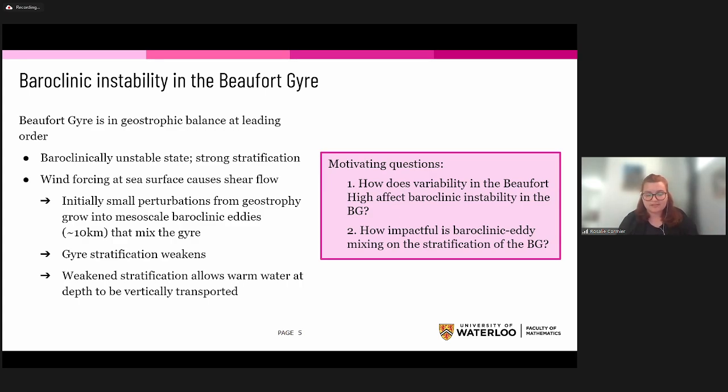So when the gyre is in a state of weakened stratification, this is more amenable to vertical transport. And so we do see more vertical mixing and some warm water at depth being transported upwards. So some of the questions that are motivating my research are: how does variability in the Beaufort High wind system affect baroclinic instability in the Beaufort Gyre? And how impactful is the mixing by the baroclinic eddies on the stratification of the gyre?